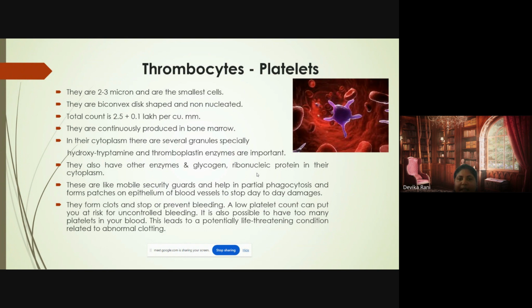It is possible, that is what happens in dengue if the infection is really high in your body. The platelet count really goes low. It can lead to uncontrolled bleeding within the body. It is also possible to have too many platelets in your blood. And if the platelet count really increases, this leads to a potentially life-threatening condition relating to abnormal clotting. So clots will start forming in your body. Of course, then the blood flow and things are affected.